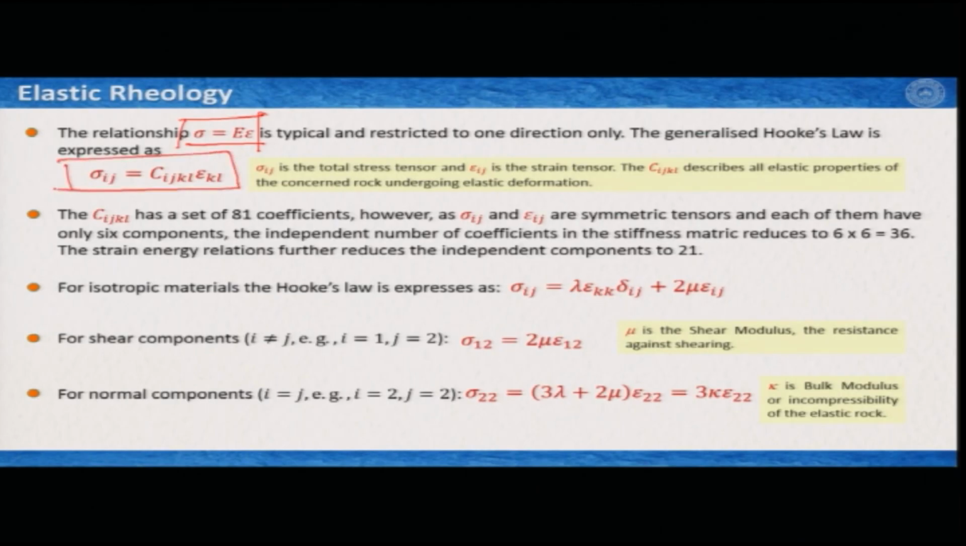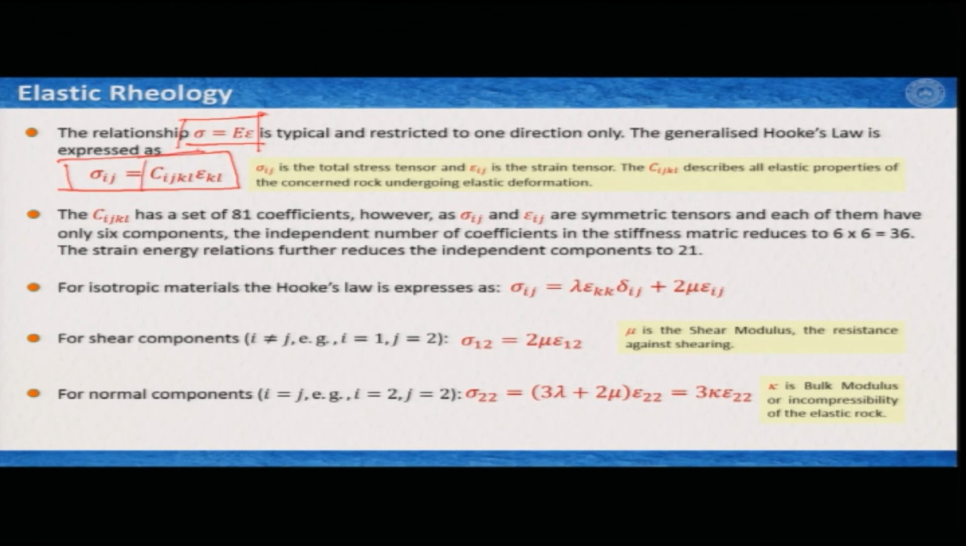We know more or less what a tensor is. So, sigma ij equal to C ijkl epsilon kl. Now, sigma ij for 3 dimensions, i equal to 3, j equal to 3, so you can have 9 components here, and for 2 dimensions you can have i equal to 2 and j equal to 2, then you would have 4 components there. So, sigma ij here is the total stress tensor, epsilon kl is the strain tensor.